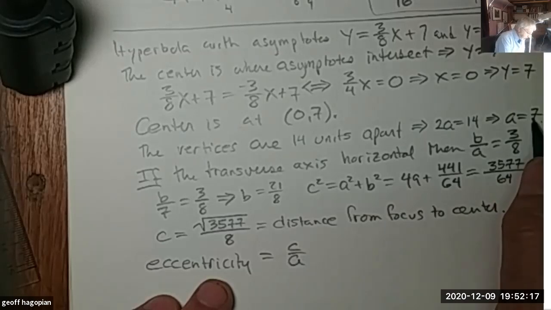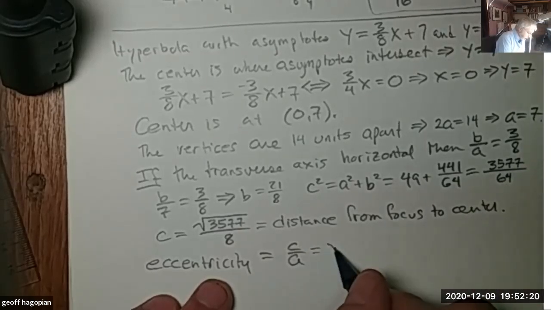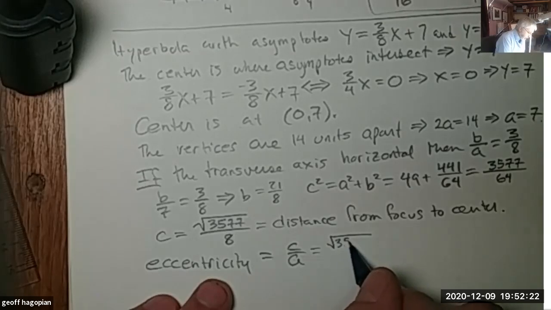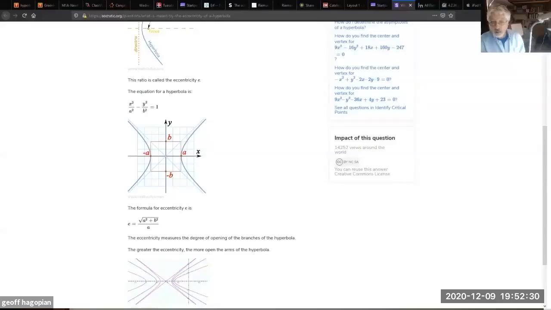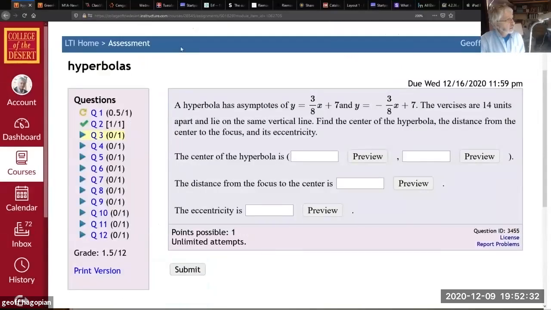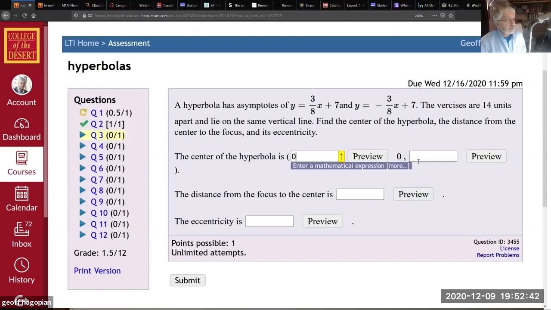Well, A is 7, so that's going to be equal to the square root of 3,577 over 56. And I'm just going to enter in these numbers and say they better be right or there'll be hell to pay. Hell hath no fury like a math professor who's marked wrong. Center of our hyperbola is at 0, 7, right? I guess that's two different boxes, one for the 0, one for the 7.